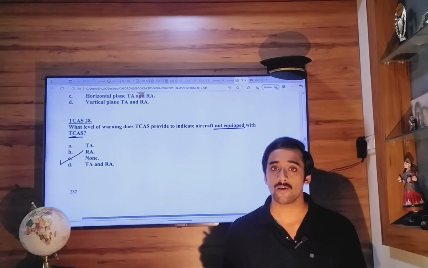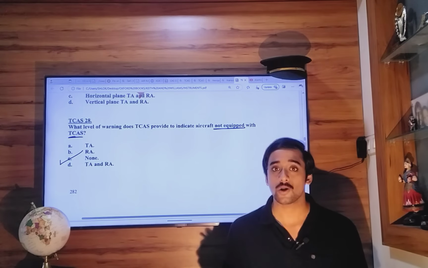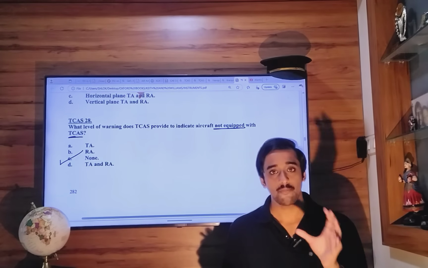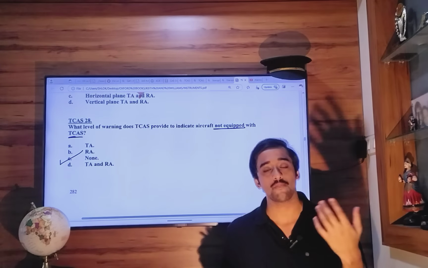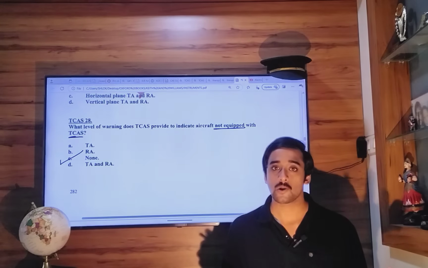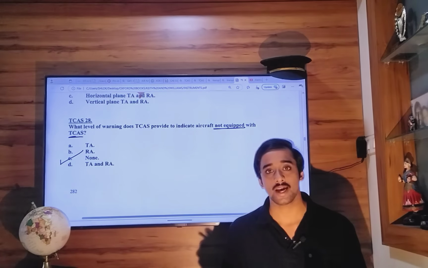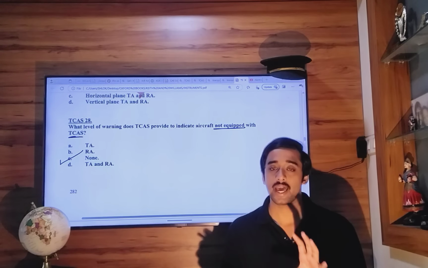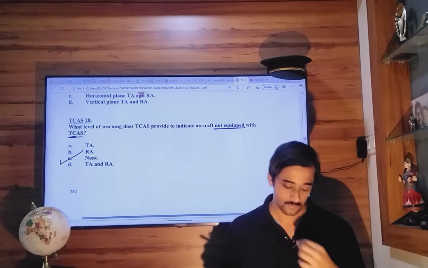So that's why you must be aware of this fact, and you must also depend on your visual scanning outside the aircraft. Depend on your instruments also, and depend on your visual scanning of the airspace outside your aircraft too, because some aircraft may not be equipped with TCAS or transponders. So it's better to have a visual scanning of the airspace around you.